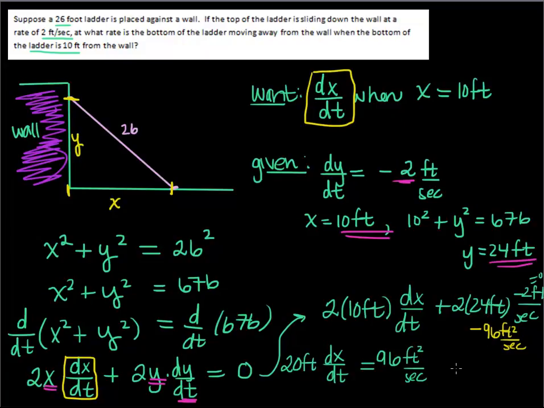And now what's my last step? Oh, I'm sorry, I'm running out of room. I'm going to solve for dx/dt. And look at what we get here. We get 96 divided by 20, which isn't going to be a perfect number, and that's okay. A lot of times these won't. This is 4.8. And when I divide by this, those feet will cancel, and I just get feet per second. And that makes sense, right?